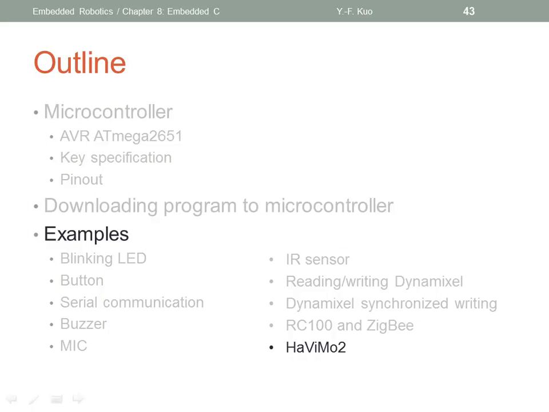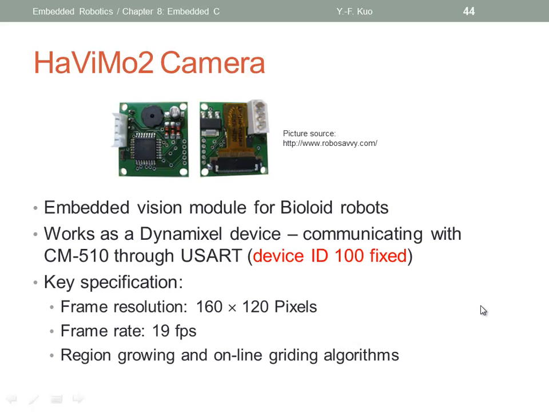So the topic for today is HaViMo2, and we will learn how to use a C program to control the HaViMo2 camera. This is a brief review of the camera.